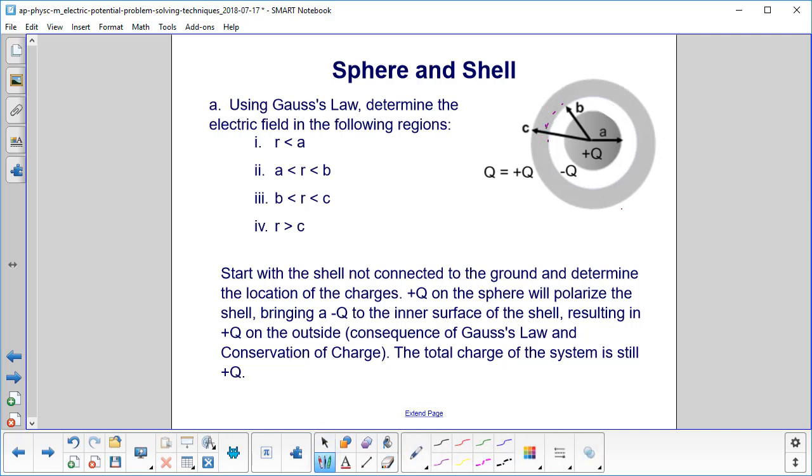However, initially, the outer surface was uncharged. It has to stay neutral by conservation of charge. Therefore, the negative charge that came inside here has to be balanced by a positive charge on the outside of the shell. So the total charge of our system is still plus Q, which is where we started.